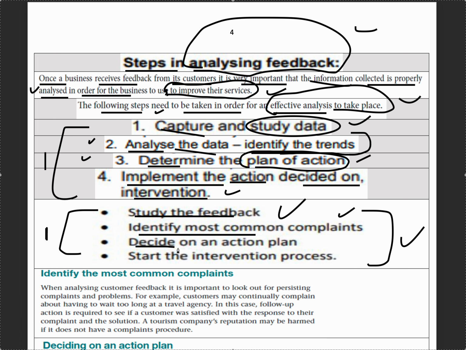Then you decide the action plan on how you are going to improve the problem you are having. Start the intervention process. So these are the steps in analyzing the feedback. The other ones, if you don't like the first one, you can select the second one as well. So this is what is said.